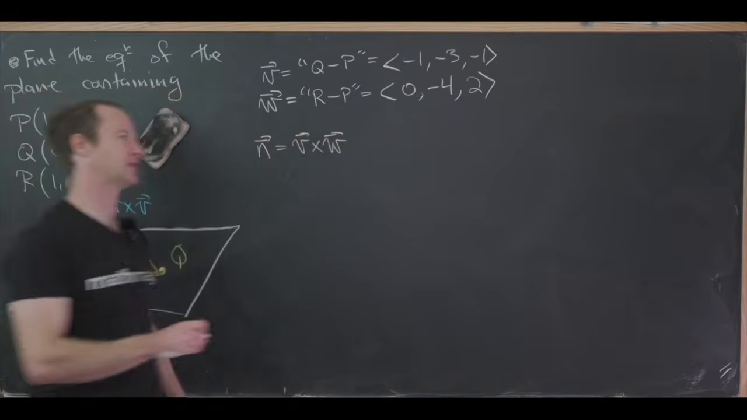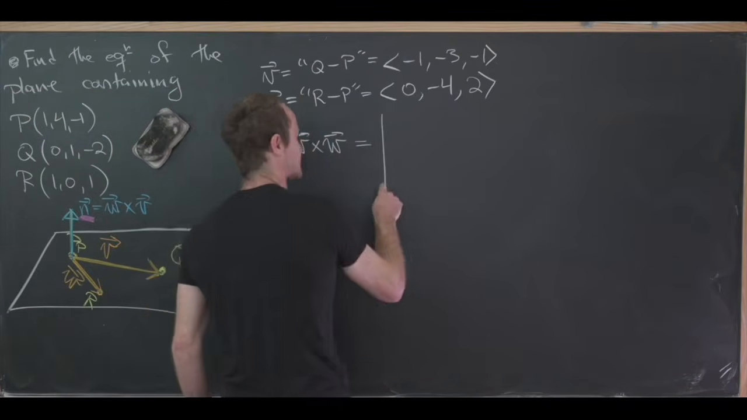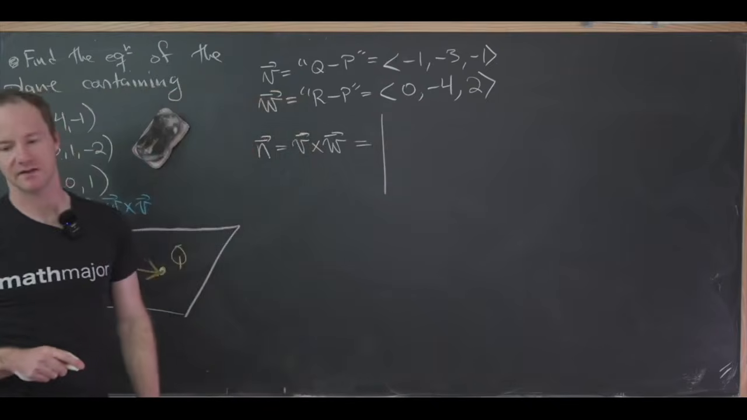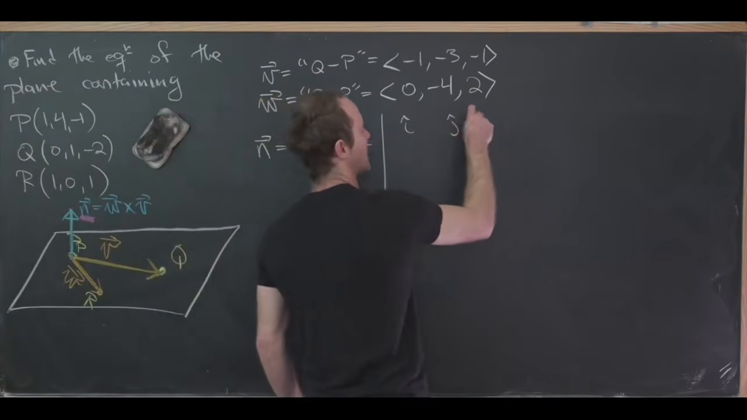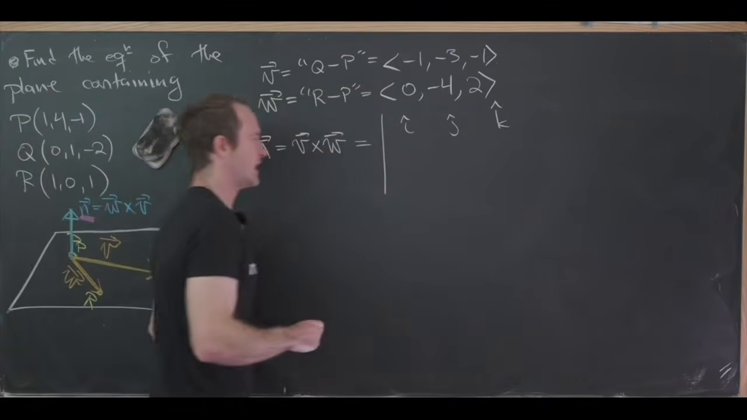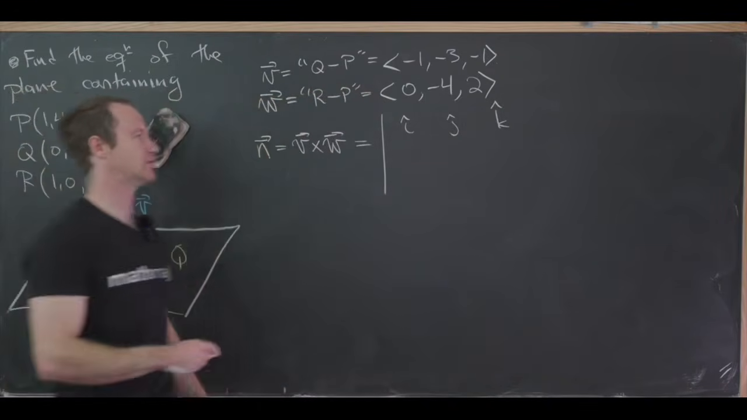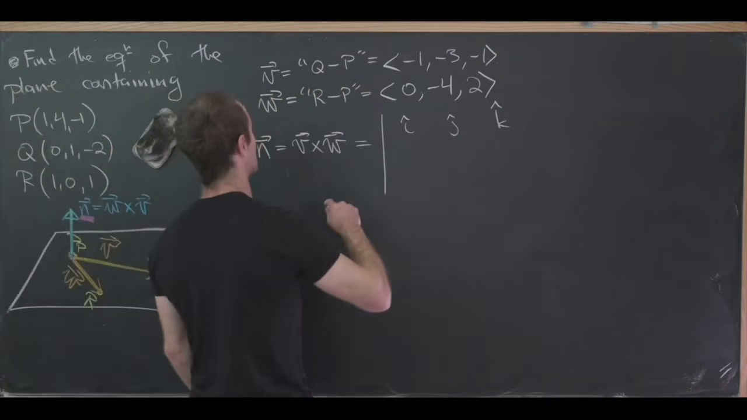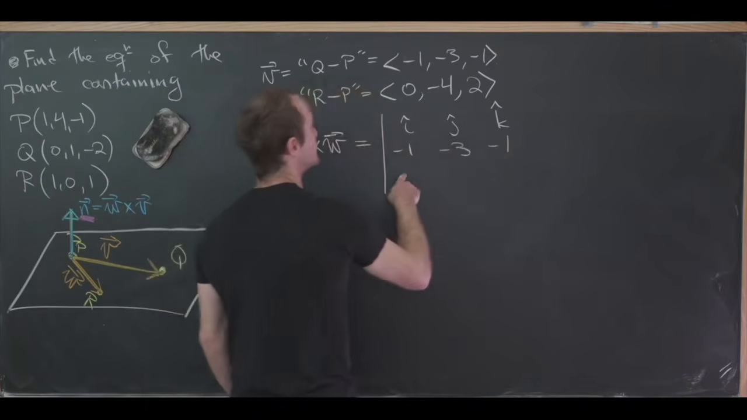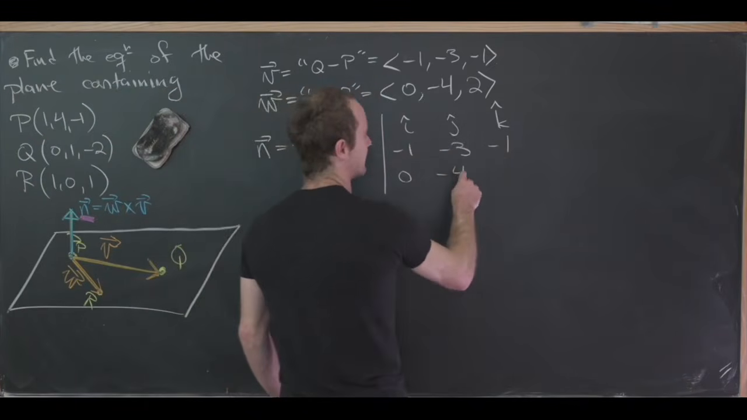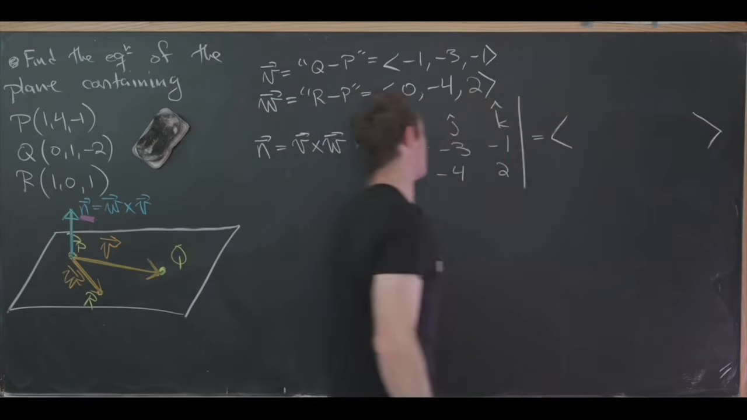Okay, so we've got that, but then remember there's this matrix version of calculating the cross product. So we'll put our unit vectors I, J, K up here, and then we'll put our vectors V and W across the rows. So let's see: -1, -3, -1, then 0, -4, 2. Then let's see what we get.